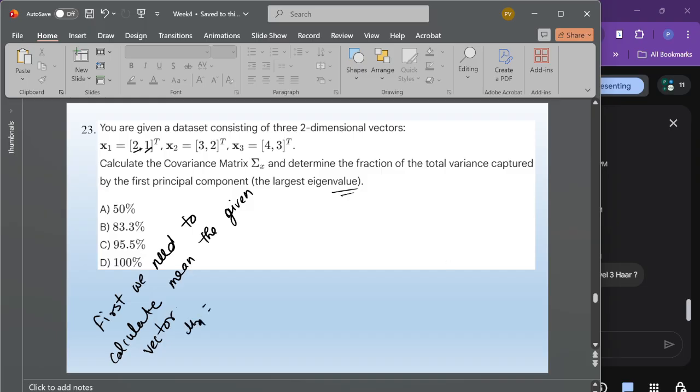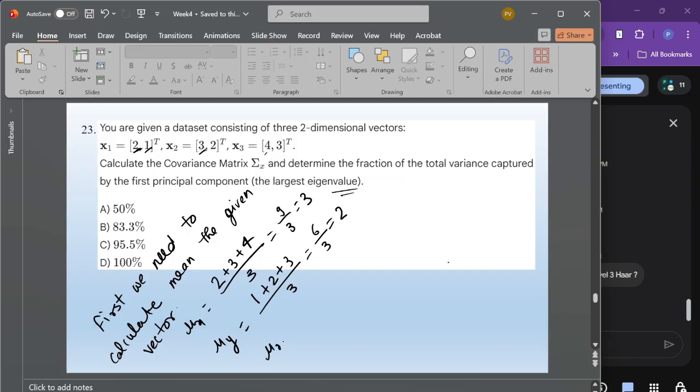So mu x first, whatever it is in that x. So in the x position, this one, and this one. So mean of these three, 2 plus 3 plus 4 divided by 3. So here you will get 9 by 3, so 3. And mu y similarly we need to calculate, 1 plus 2 plus 3 divided by 3. So here it is 6 by 3, that is 2. So the mean vector that we have got, mu in both x and y, so mu we have got 3 and 2, that mean vector 3 and 2 transpose, you can say.